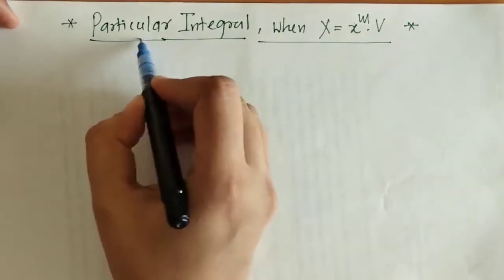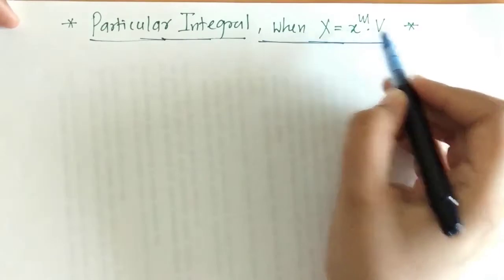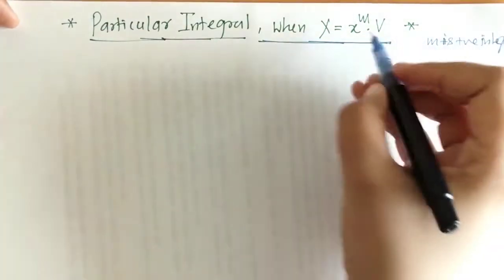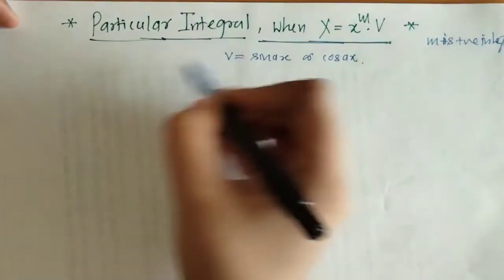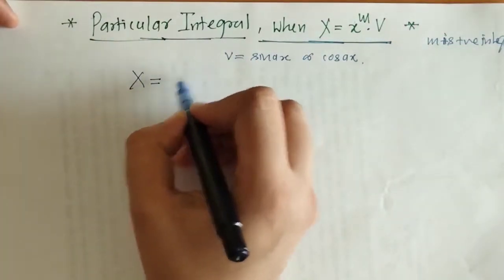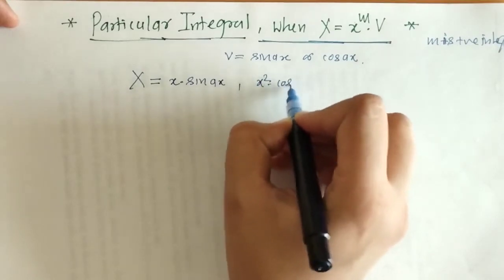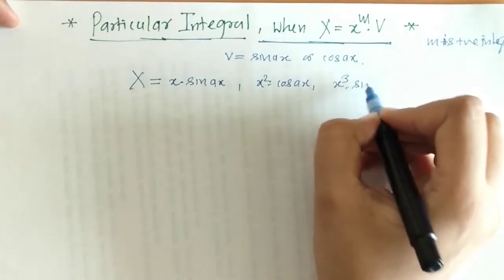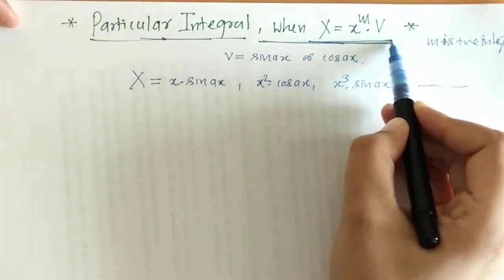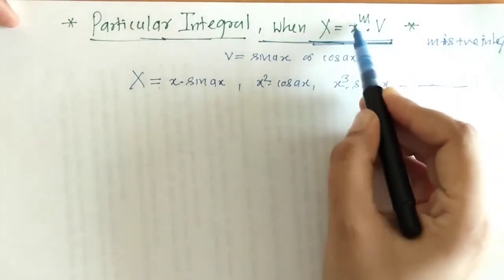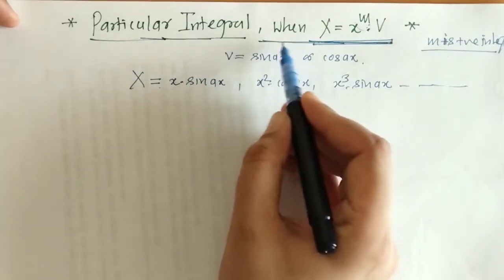Today we are going to discuss the particular integral when we have X equal to x raised to m into v. Here m is a positive integer and v is sine of ax or cos of ax. That means here we have X of this type. We can take examples: X equal to x sine ax, or x squared cos ax, or x cubed sine ax, and so on. Here X is of the type x raised to m into v, where m is a positive integer. Now we have to find the P.I. for this case.